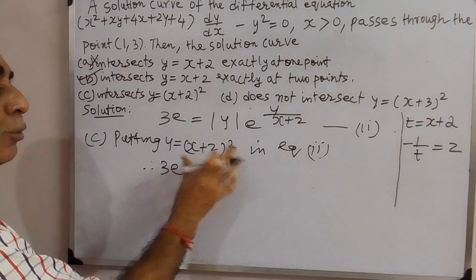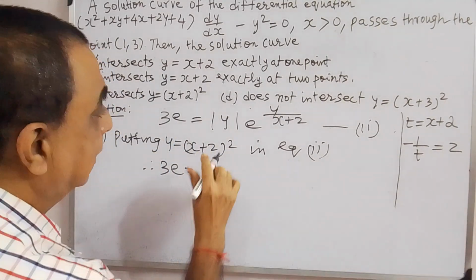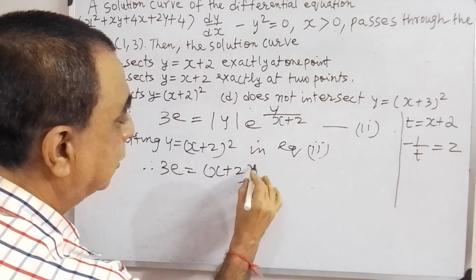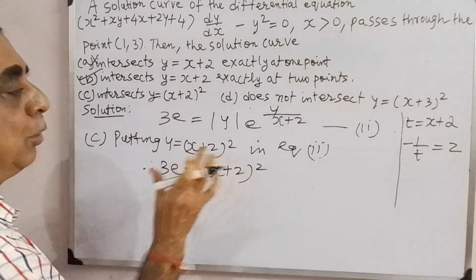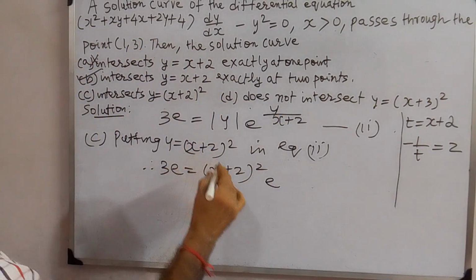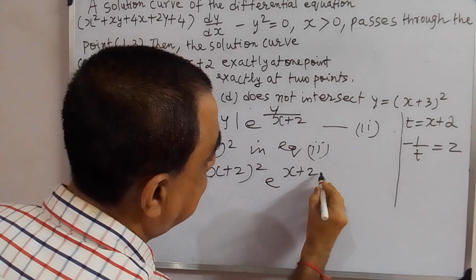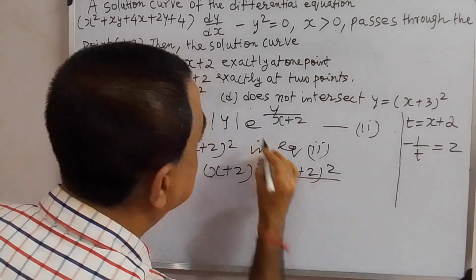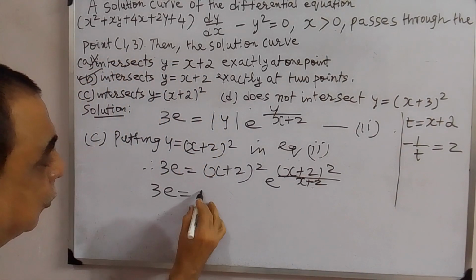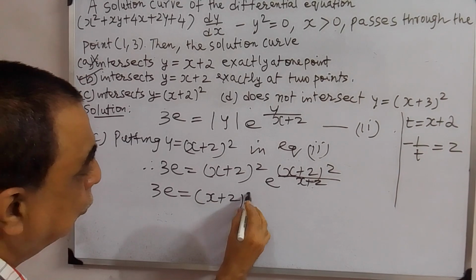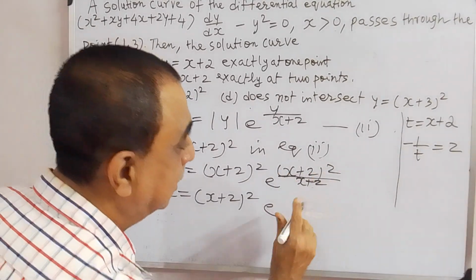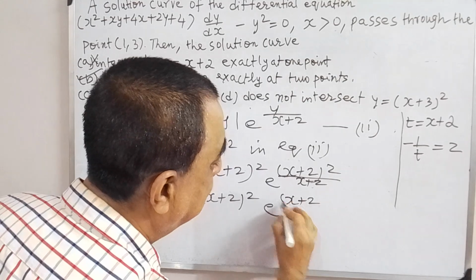So x square, we know, is always positive. So the mod of x plus 2 whole squared will be x plus 2 whole squared. There will be no mod sign because this will always be positive. Square is always positive. So for y, I am writing x plus 2 whole squared divided by x plus 2. So what do we get from here? 3e equals x plus 2 whole squared into, here it is cancelling, x plus 2 whole square divided by x plus 2. So this becomes x plus 2.